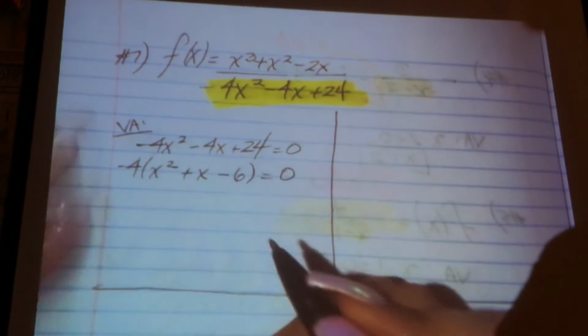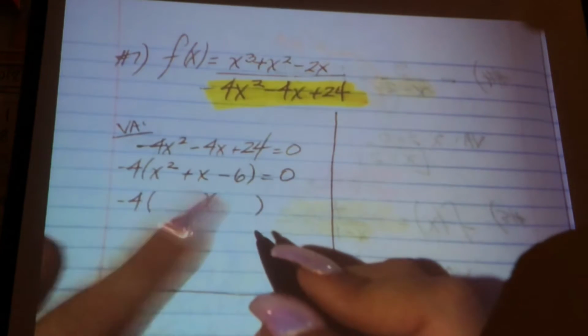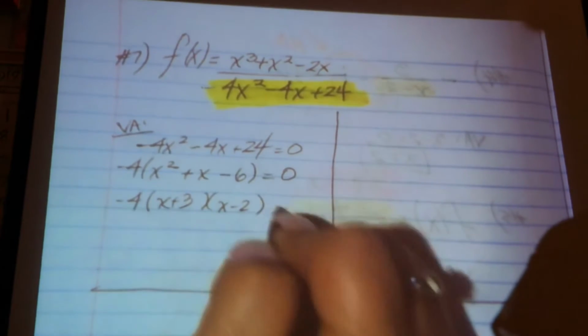Now I can factor this, so I took out a negative 4. What multiplies to negative 6 but adds to 1? Positive 3 and minus 2.